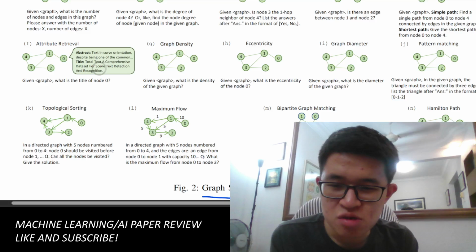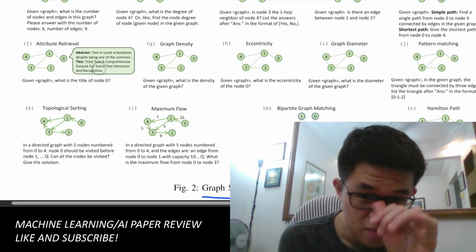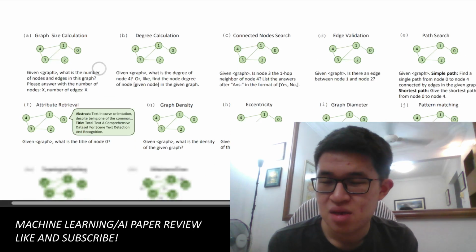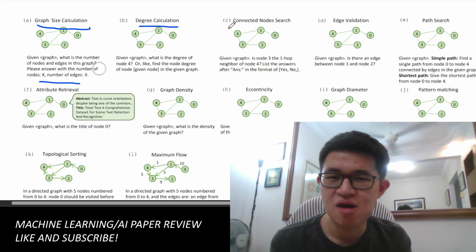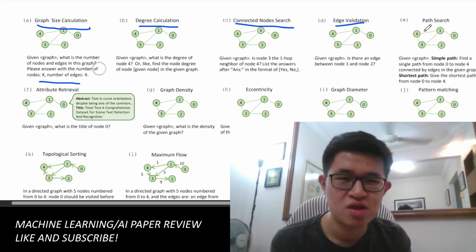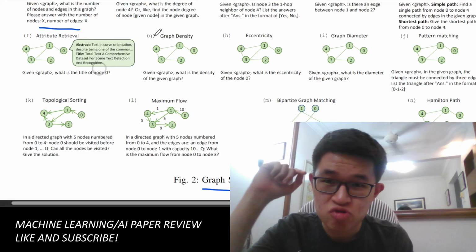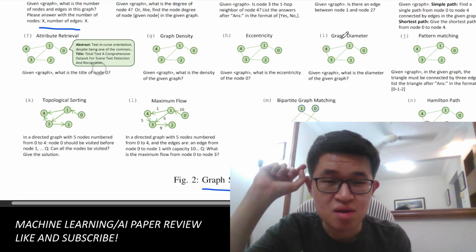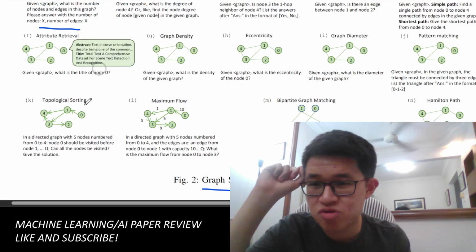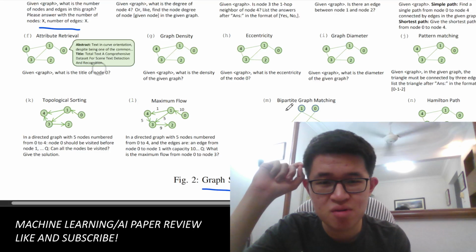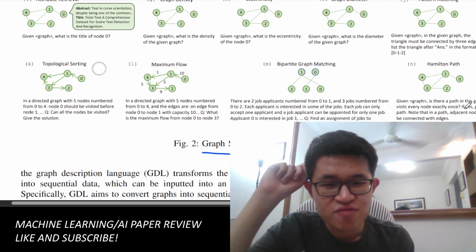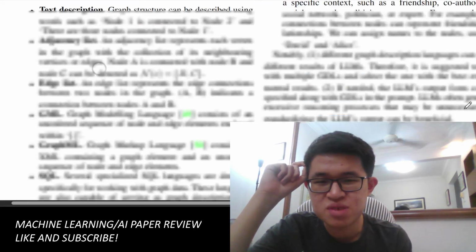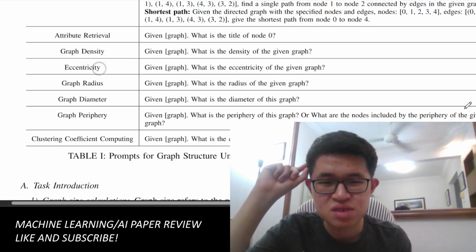So what do you have in figure two? Okay. In figure two, I think they're showing a bunch of different graph structure understanding tasks. So here, calculate the size of the graph, right? And that's the prompt. Degree calculation, connected nodes calculation, edge validation, path search, attribute retrieval, graph density, graph diameter, pattern matching, topological sorting, maximum flow, bipartite graph matching, right? Hamilton path, yep, okay.